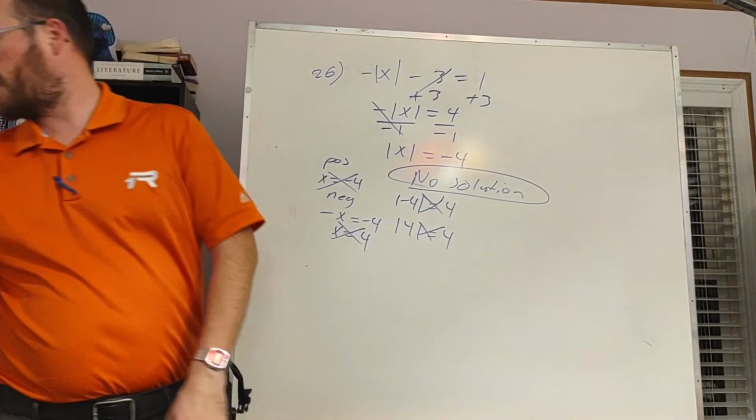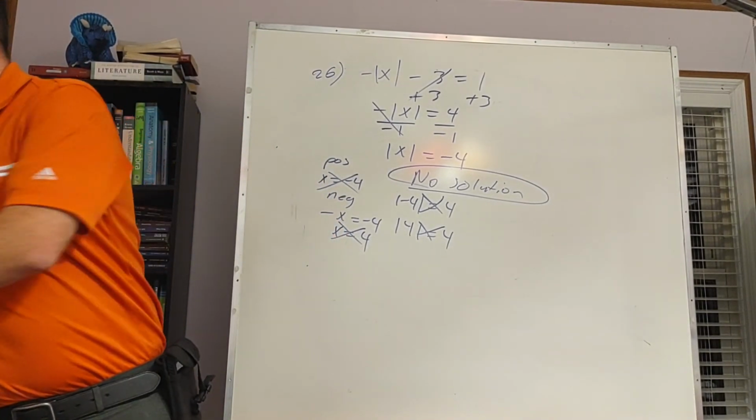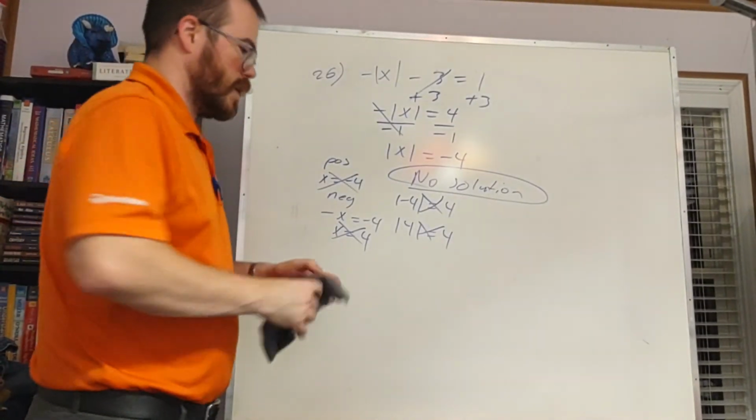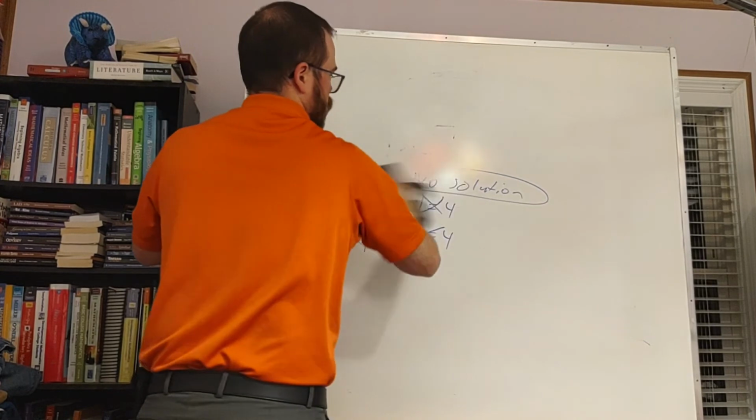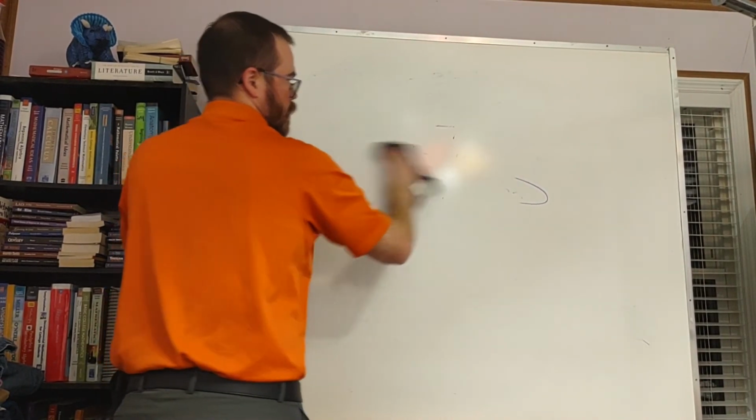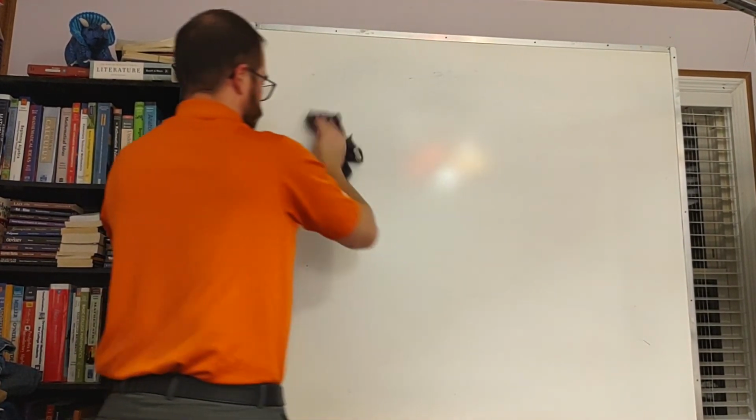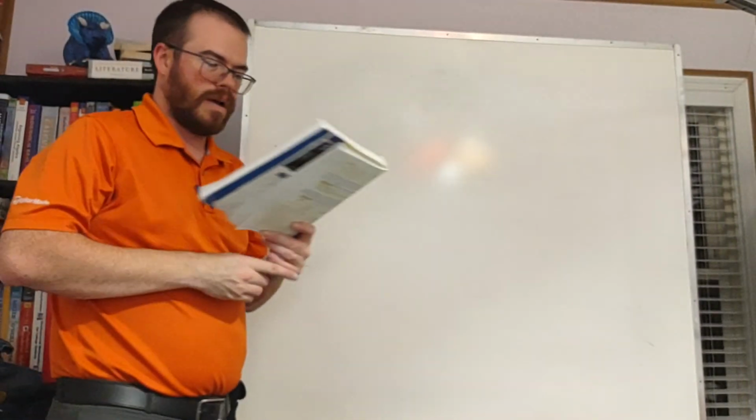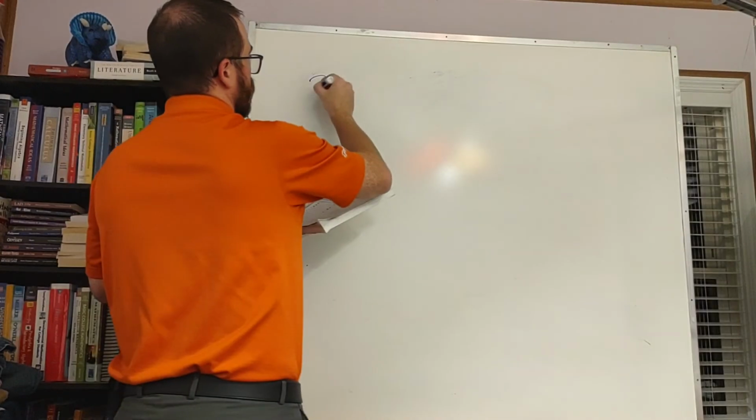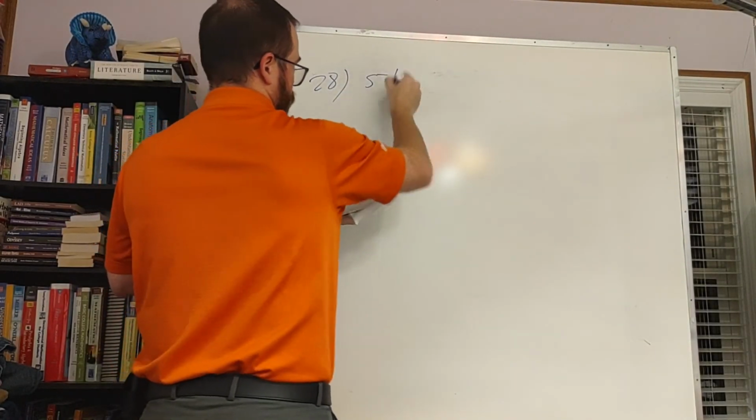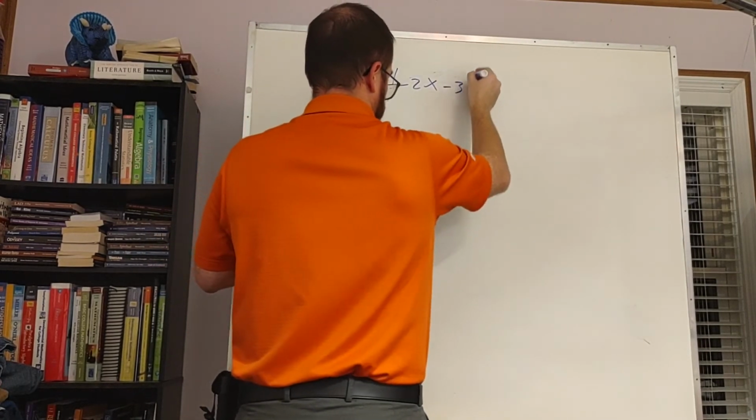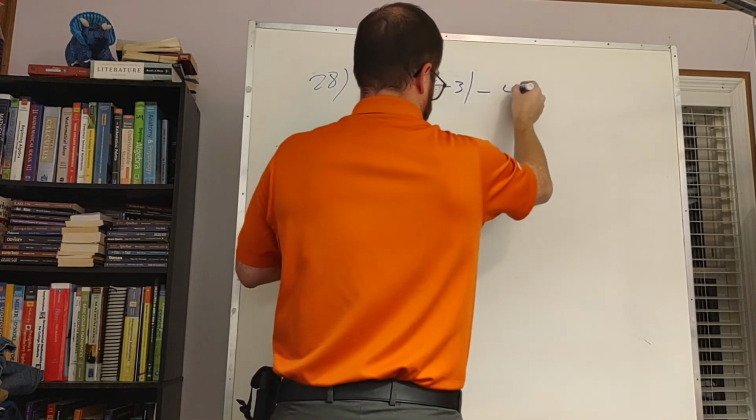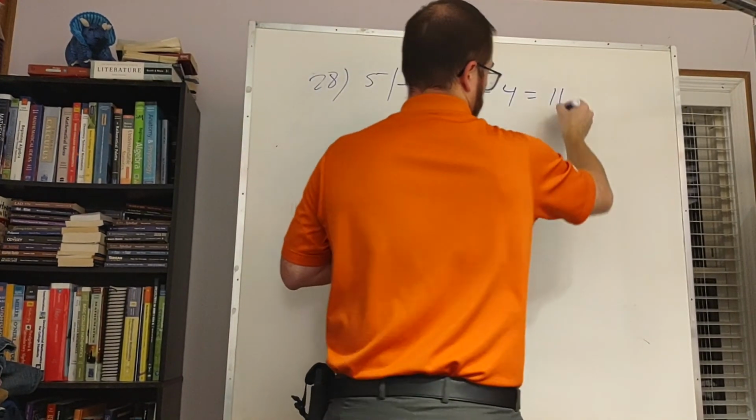Alright, let's do one more before we call it today. Okay, so let's erase this. Okay, so last one, 28. We've got 5 absolute value, -2x, -3, close absolute value, -4 equals 11.